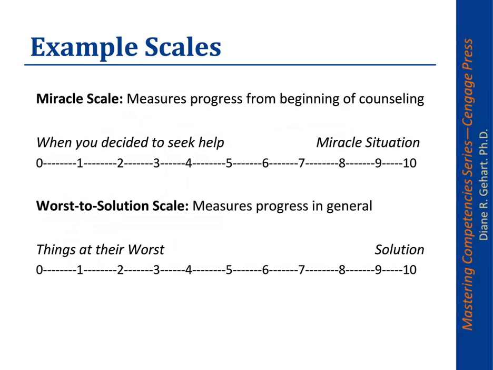And here are some examples of what the scales might look like. So here's the miracle scale, when you decided to seek help in your miracle situation. The worst to solution scale: things at their worst, where they are today, where they're going to be, where the solution is. And these are really wonderful for structuring therapy sessions. I always tell my students, if you go in and you don't know what to do, just ask a scaling question. Where are they now? Where do they want to be? And what small steps can you take over the next week to make that happen? That should fill up a 50-minute session if it's done correctly.